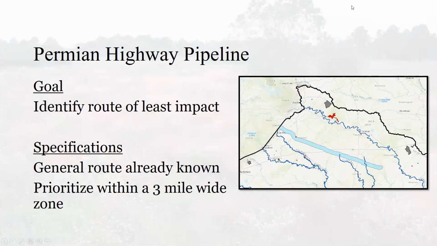So this is the next project, the next demonstration. This one we did purely as a hypothetical example. We're not actually working with Kinder Morgan on this project in any way, just to be clear. We included it though because it does provide a unique example of guiding development away from important habitat rather than directly protecting or managing habitat. So the idea here is to identify the route of least impact within this 3-mile wide potential zone that the pipeline may go through.